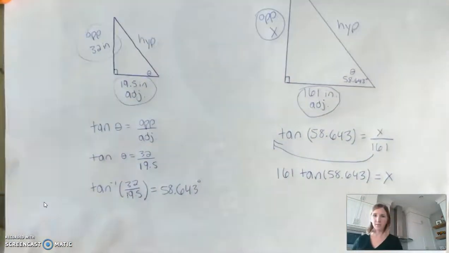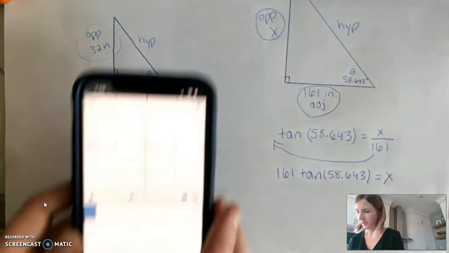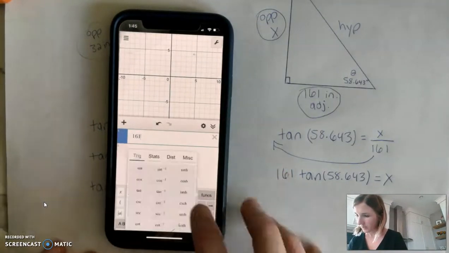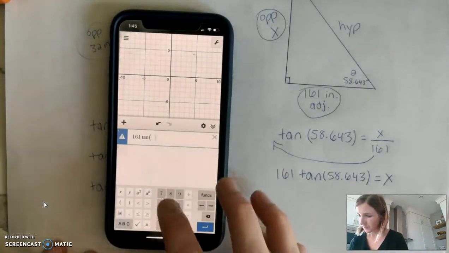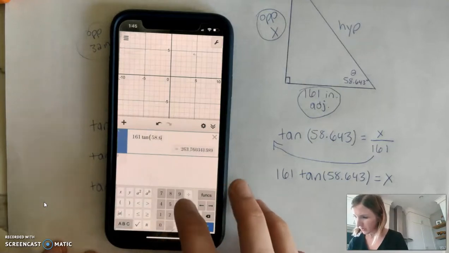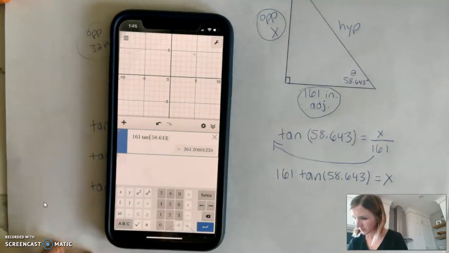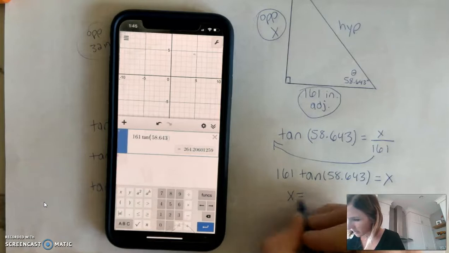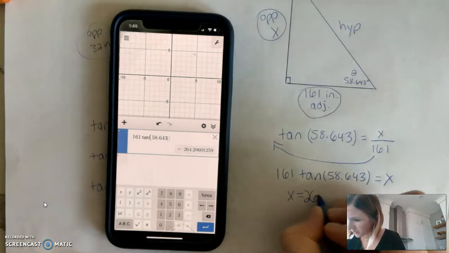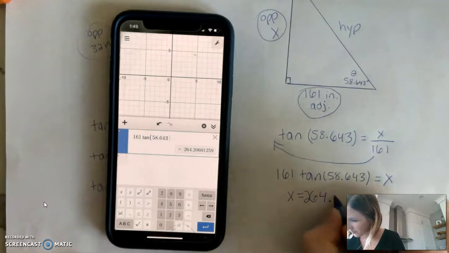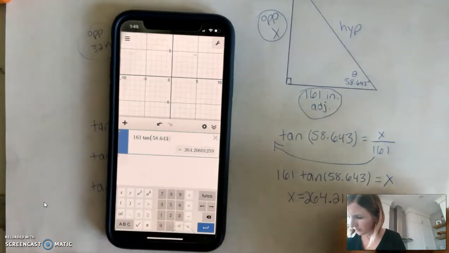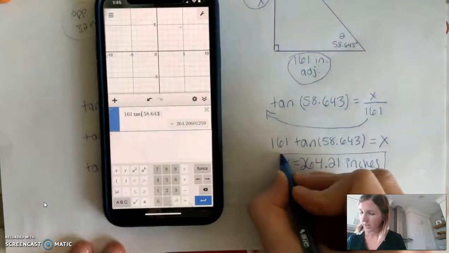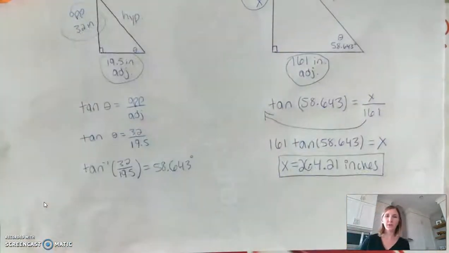So let's go back to Desmos. Clear out what's in there. Again, double check to make sure it's in degrees. I'm going to type in 161 functions tangent 58.643, and I end up getting x is equal to 264.21 inches. So my house height is 264.21 inches. Check out my final video to see how close I was to the actual height.